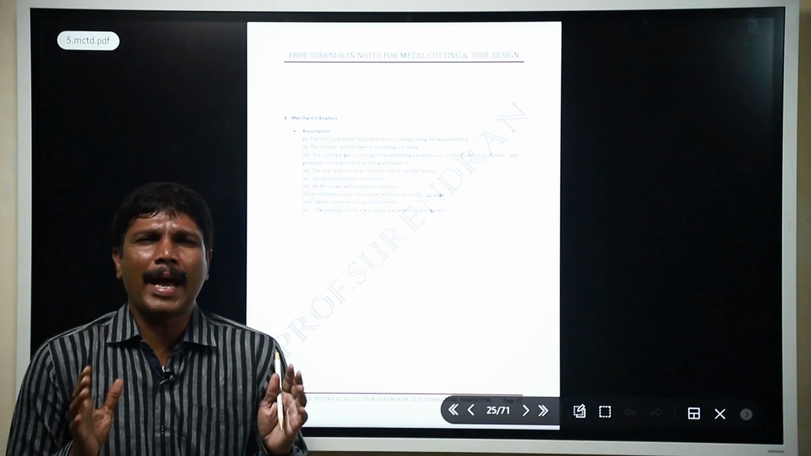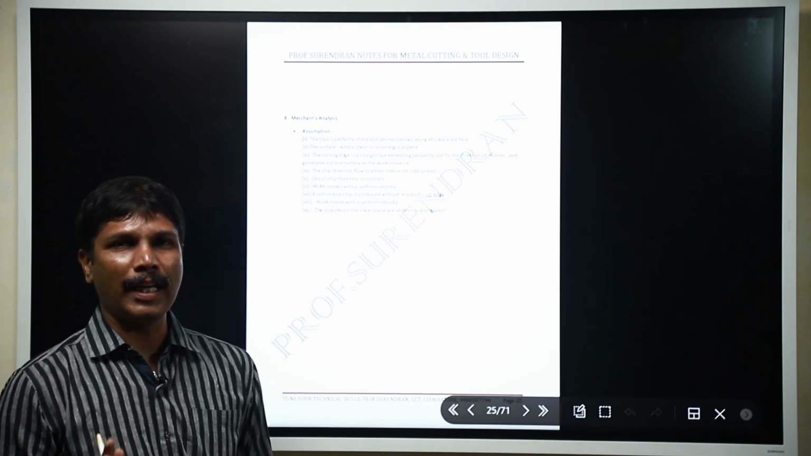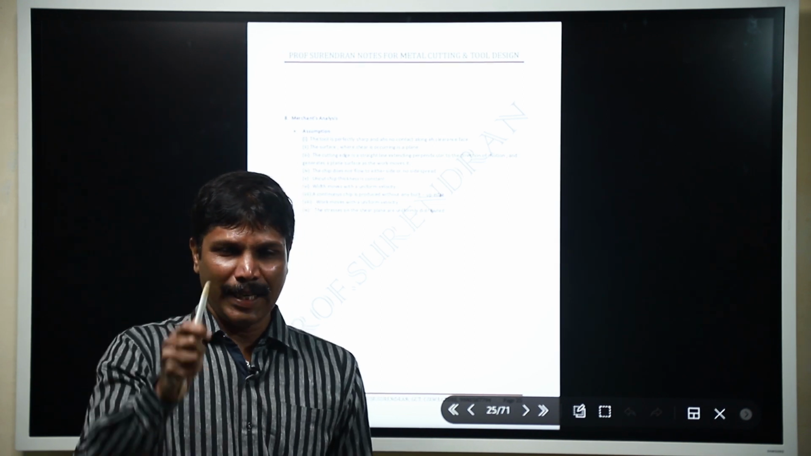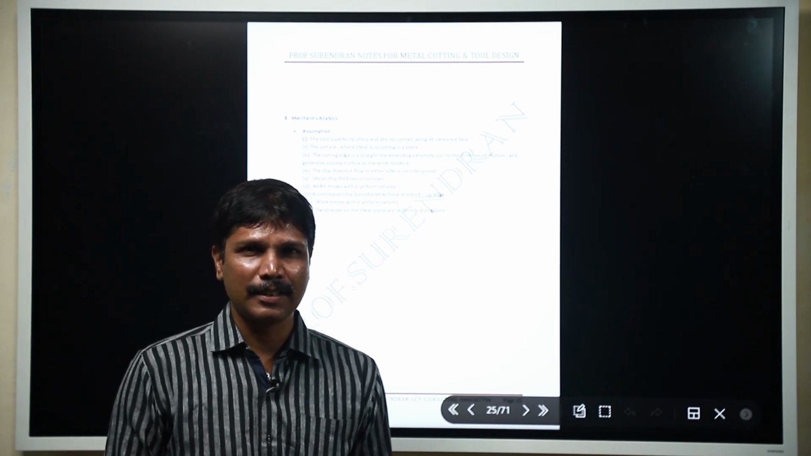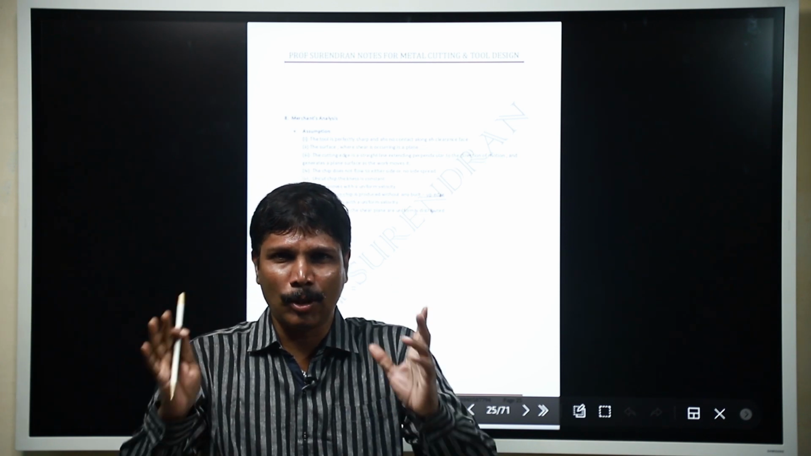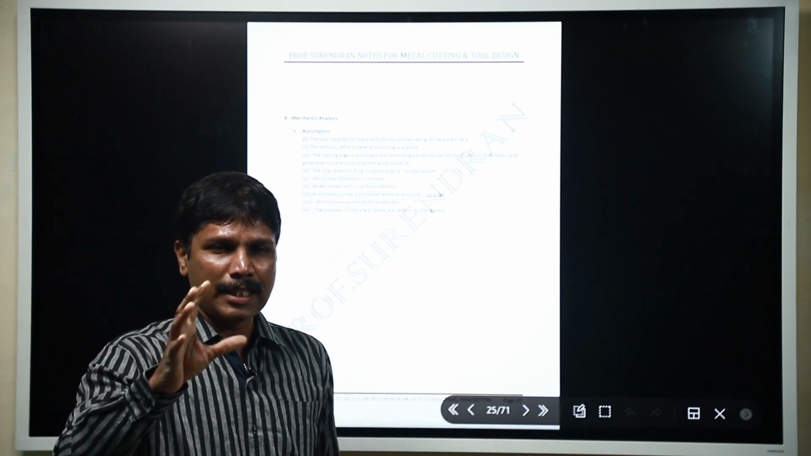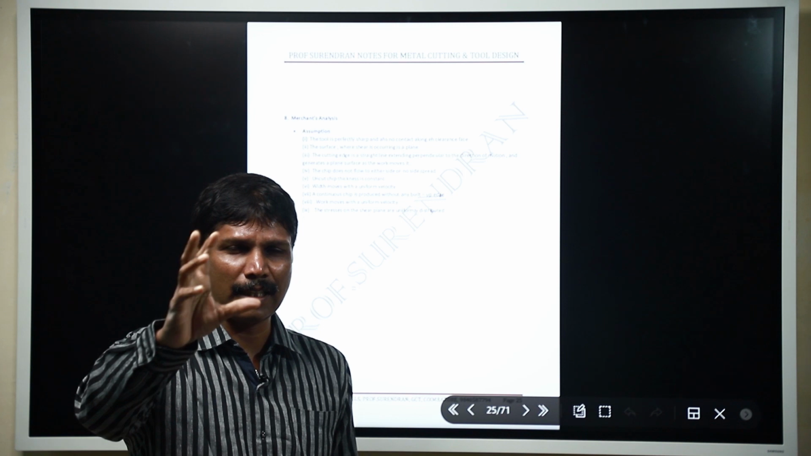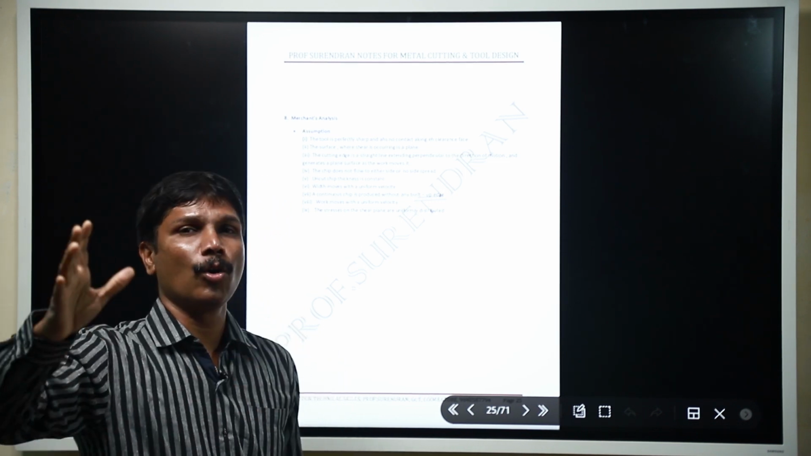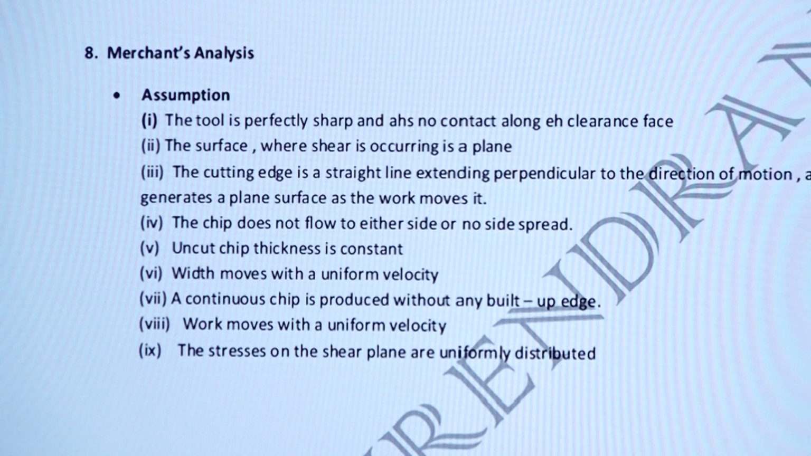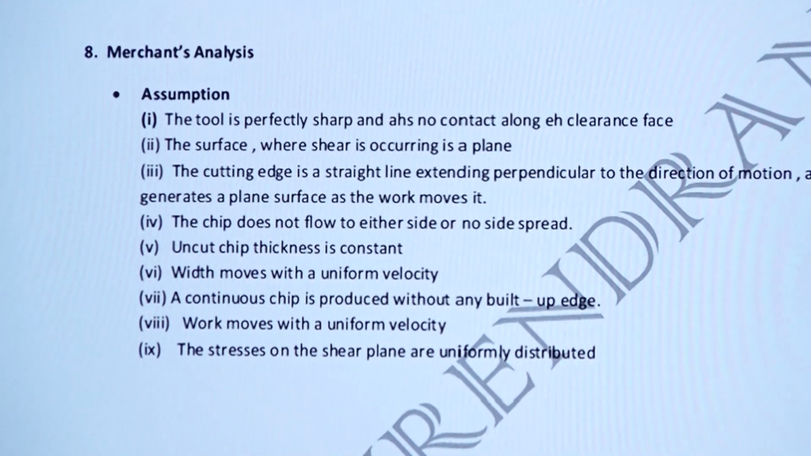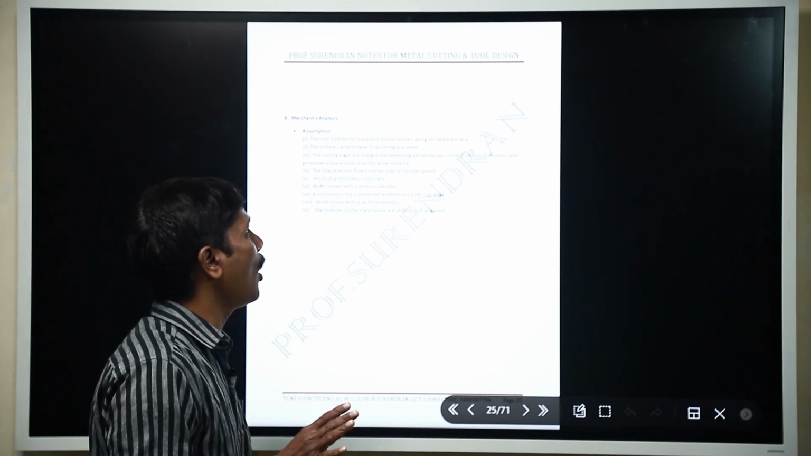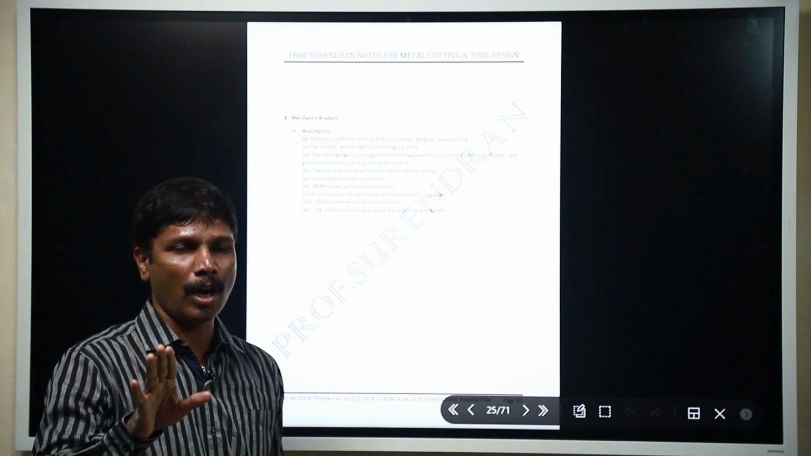So here the important man, Merchant, is coming. As engineers we always have to make some assumptions. Why? Because assumptions convert a complex problem into a simple problem. Only for a simple problem can we get the solution; for a complex problem, the process of making the solution will be more involved. So Merchant made these assumptions. What are the assumptions? The tool is perfectly sharp and there is no contact along the clearance face.